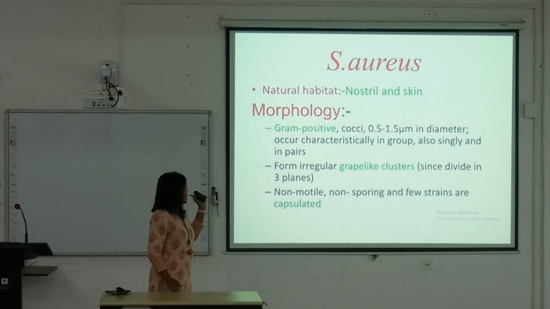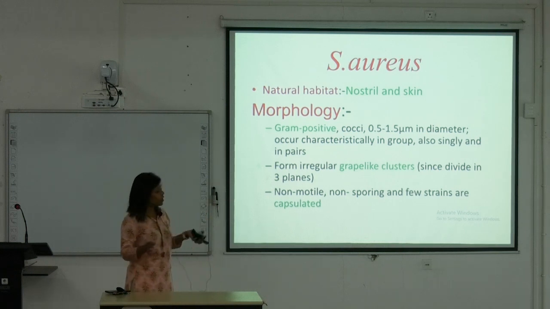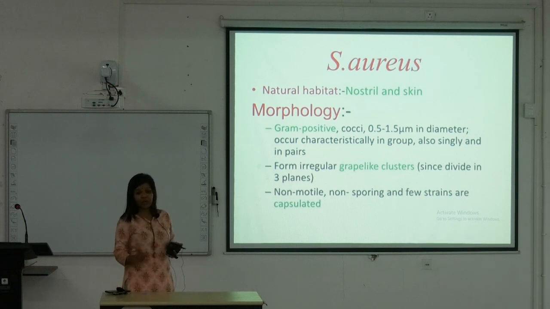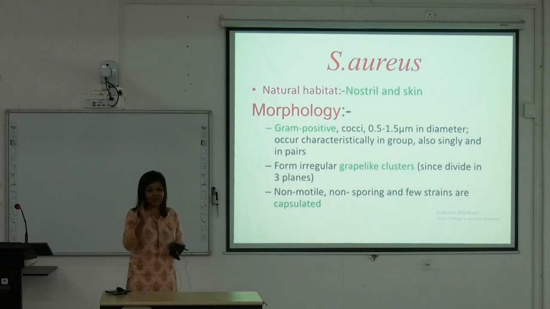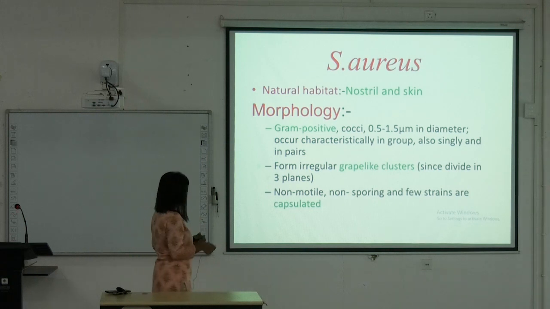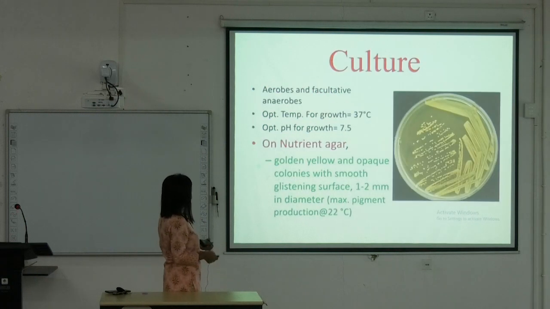Then next is the regular grape-like shape, and the third point, they are non-motile and non-sporing. Few strains are capsulated, but we do not see the capsulation of the Staphylococcus family in a normal gram stain.